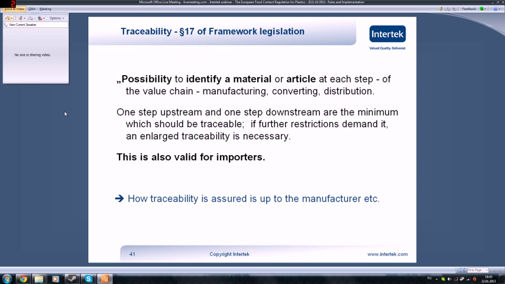And of course, this is not just valid for Europe. This is also valid for those companies which import to Europe. They should be able to trace back as well. And interestingly, how the traceability is assured is again up to the manufacturer. So he needs to have a system in place to assure it.